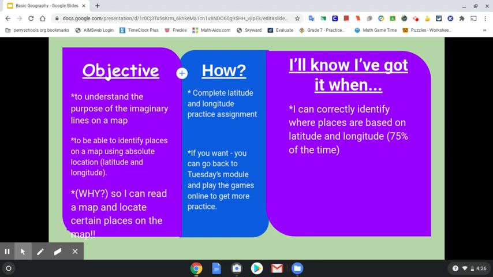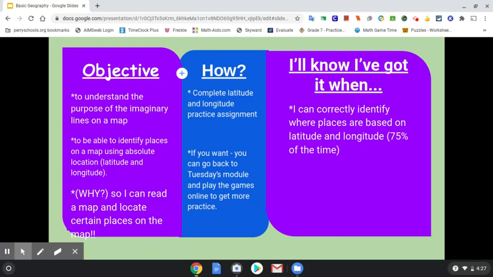How we are going to do that today, you have a latitude and longitude practice assignment that you will be doing next. There are 15 questions. You're going to be reading a map and finding specific U.S. states based on their latitude and longitude coordinates. If you feel like you need some more practice, feel free to go back to yesterday's module, and you can play the games online to get more practice. You're going to know you've got it today if you can correctly identify where those states are, based on latitude and longitude.